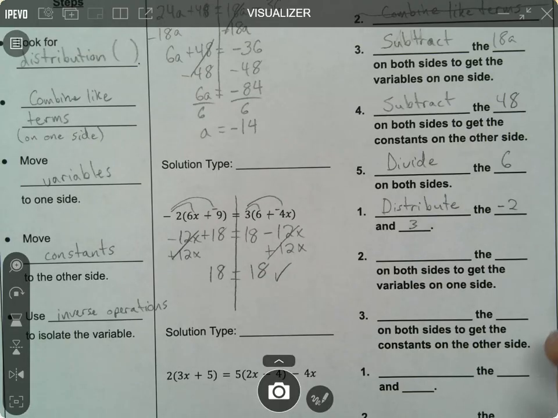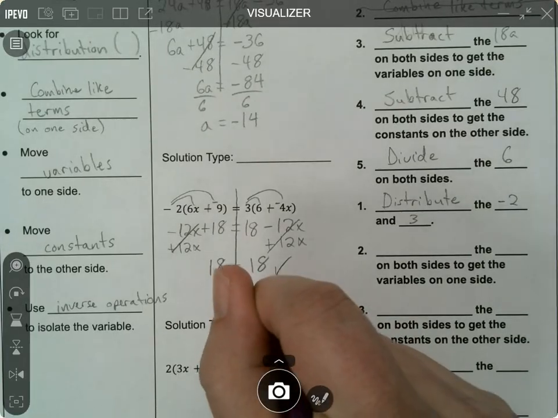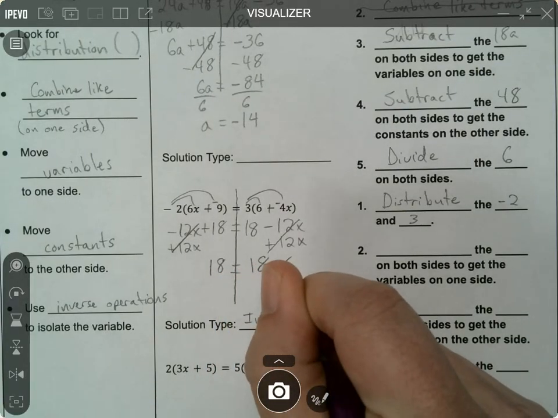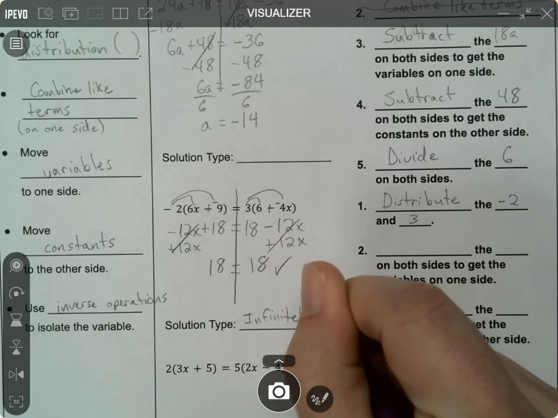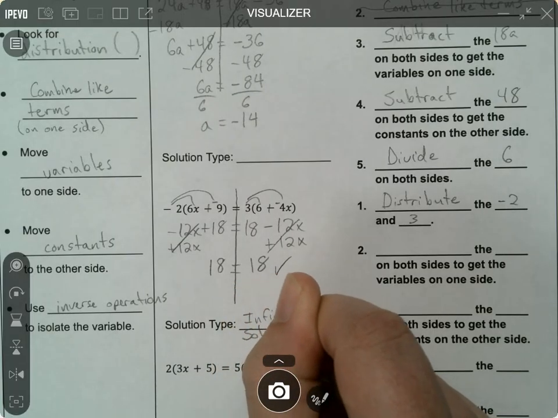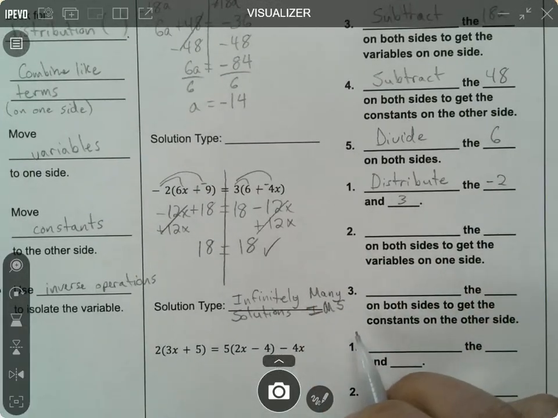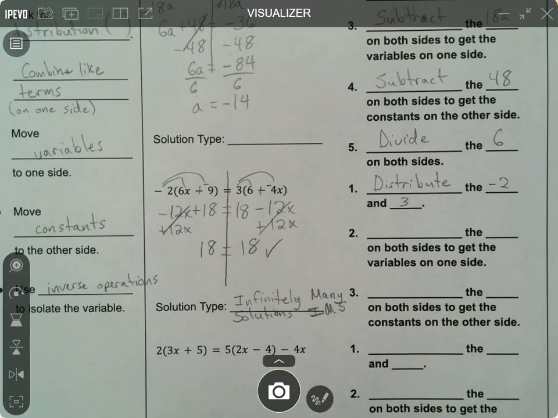This is a special case, okay? What this solution type is, infinitely many solutions, or what we call IMS. Okay? What this solution type says is that no matter what variable you put in for these x's, the left side, after you solve it, the left side and the right side will always be the same number.